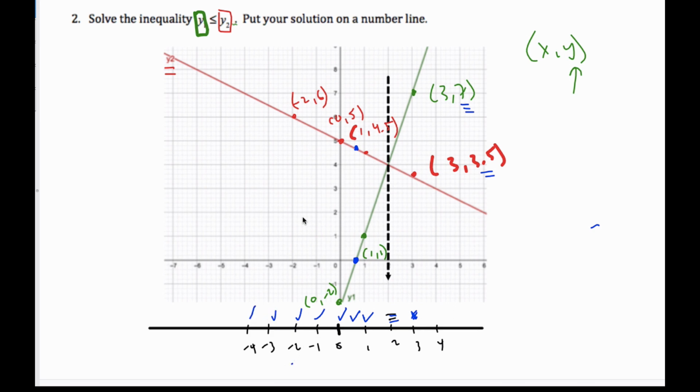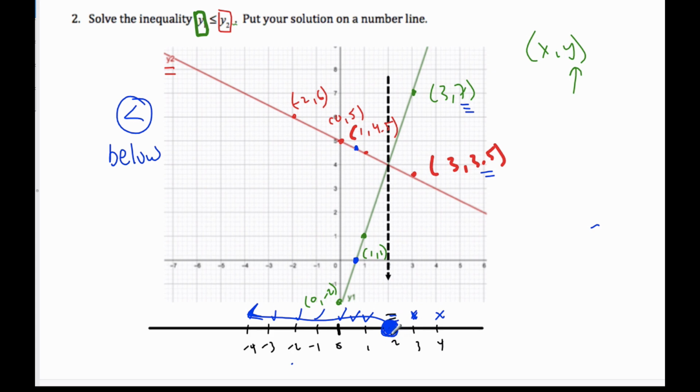Because if we were to extend this green line, it would always have y values that are smaller than the red y values. The green line would always be below the red line. So when I think about inequalities, I think about when the green line is below the red line. Okay? So on this side it is not below. And so my solution is going to be starting at 2, going in all these values here, including 2 because there's an equal sign here, so I'm going to shade it in.